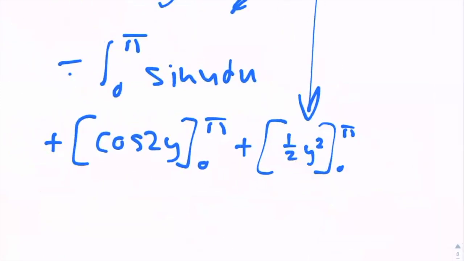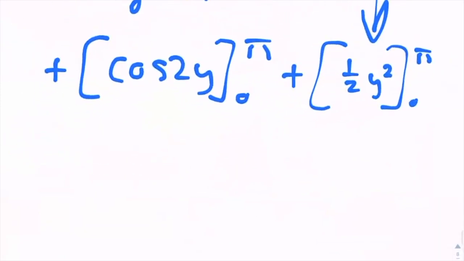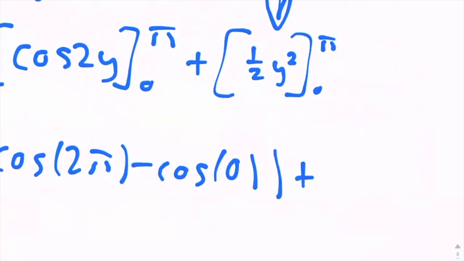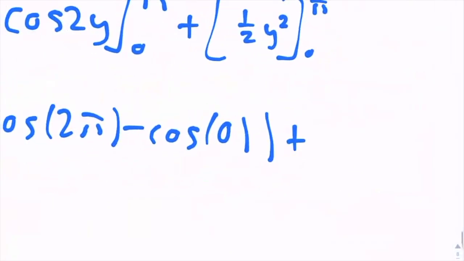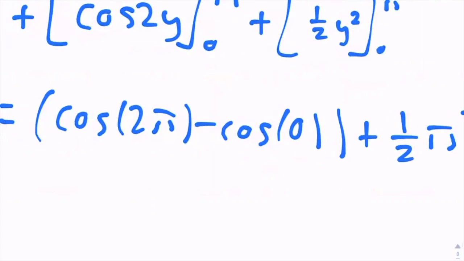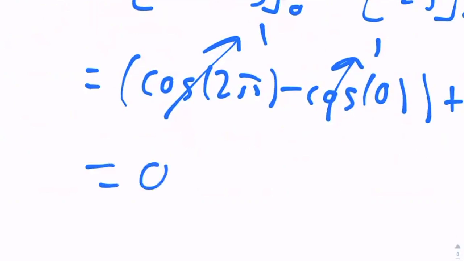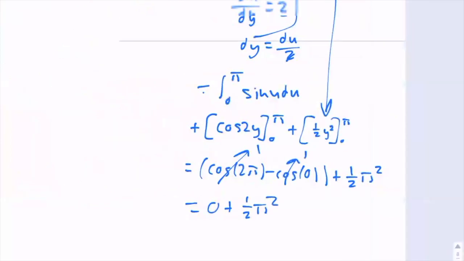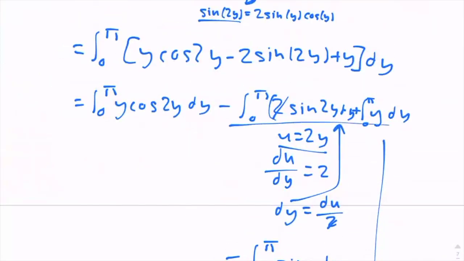Now, just to end off these two right here, we're gonna plug in our values. We know cosine of 2pi minus cosine of 0 plus, again, if we plug in 0 for this, it's just going to give us 0. So I'm not going to plug that in. Instead, I'm just going to get 1/2 pi squared. When we look at this, we see that this is equal to 1, this is equal to 1. So we get 0 plus 1/2 pi squared. And this is only for this portion of the integral.